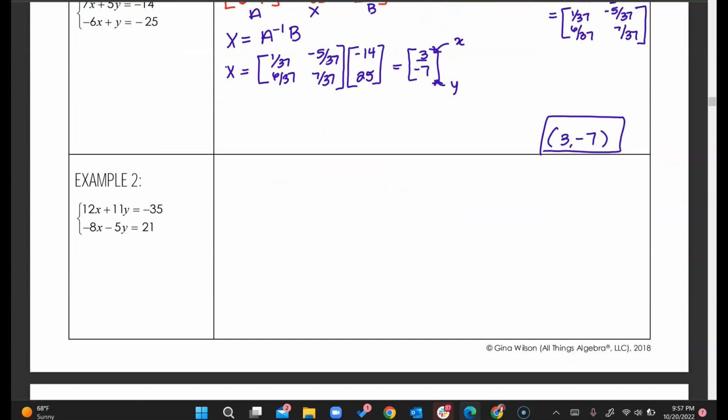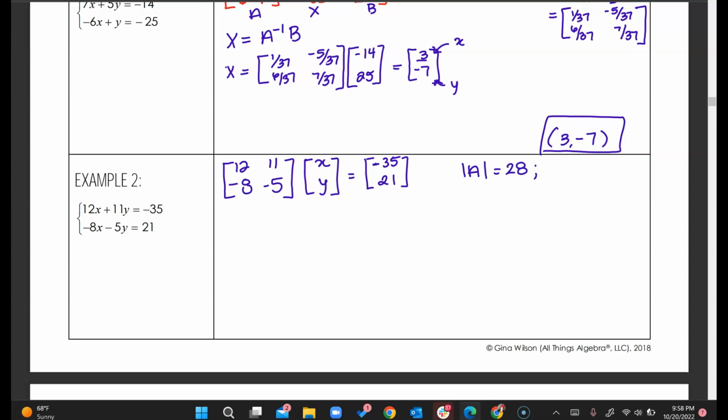Again, let's start off by creating the coefficient matrix. So here we're going to have 12, 11, -8, -5. We're going to multiply that by xy, and that's going to equal -35 and 21. We're going to go ahead and find the determinant of A. Take a moment to do that. Did you get 28?